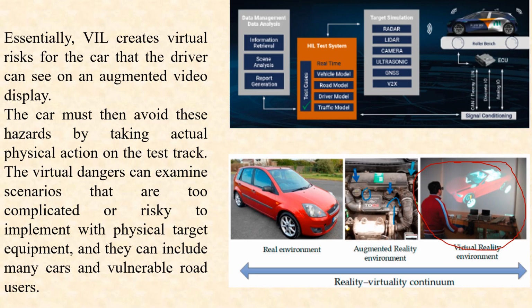And the virtual dangers can examine scenarios that are too complicated or risky to implement with physical target equipment. For example, if you want to replicate a target car or a target truck on the actual road to avoid a collision, we cannot actually bring an actual truck or car and put it opposite to our ego car. It is too risky and too complicated, and moreover, it can cause severe injuries to the driver. So naturally, we use virtual augmented testing, a virtual simulation reality, so that it can be tested safely.